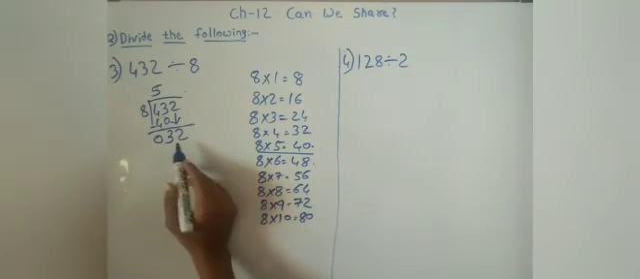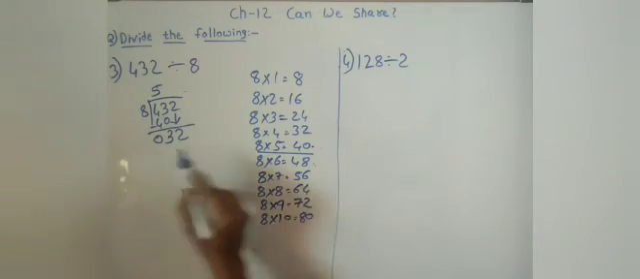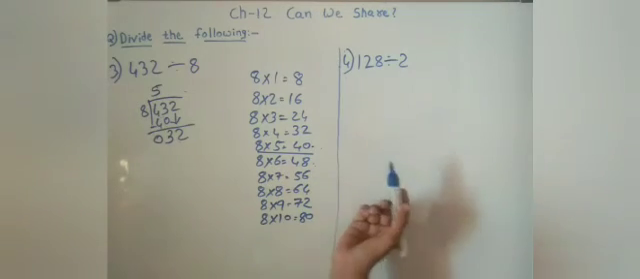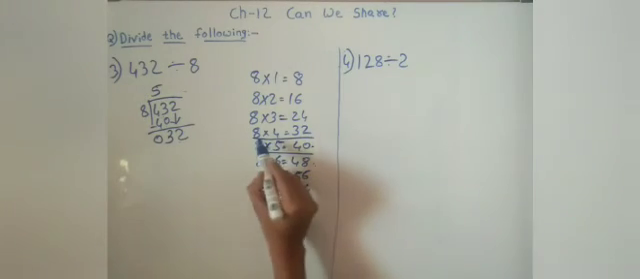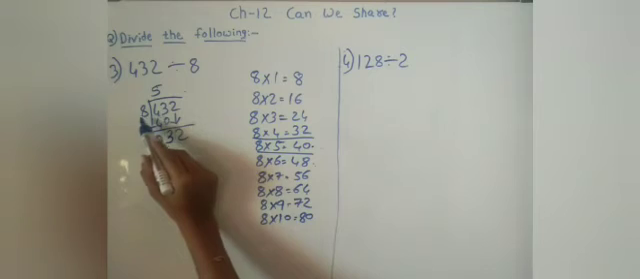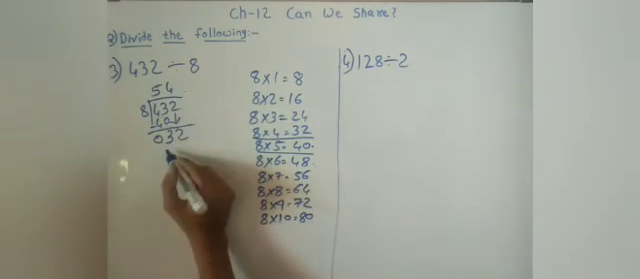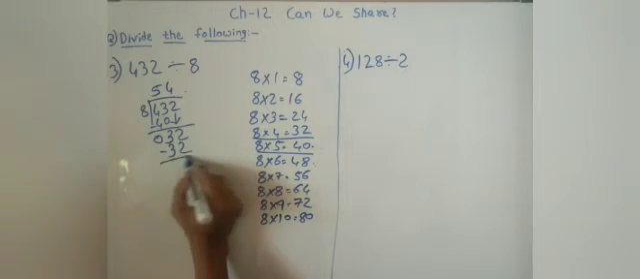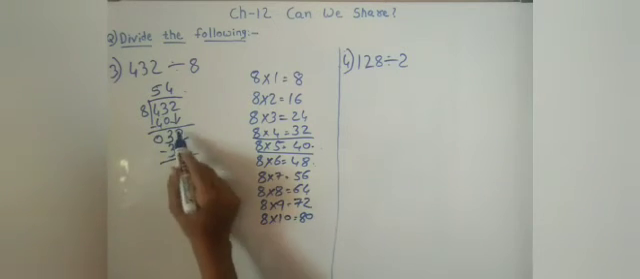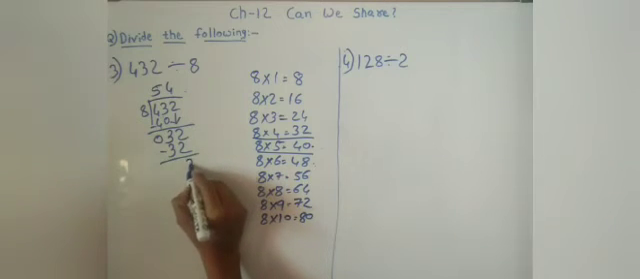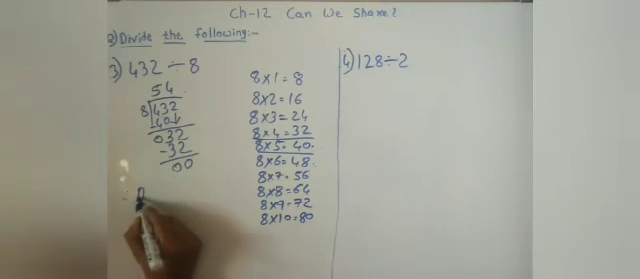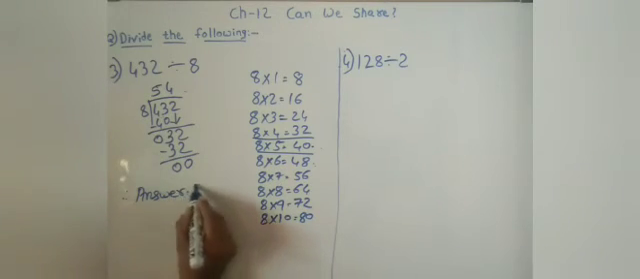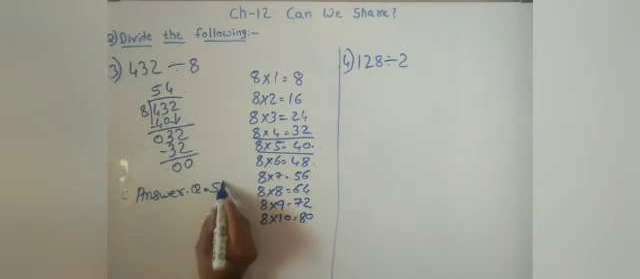Now again we will check whether the number 32 is coming in the table or not. Yes, it is coming. 8 fours are 32. So we will write 8 fours are 32. We will subtract 32 from 32. 2 minus 2, 0. 3 minus 3, 0. So our answer is quotient 54 and remainder 0.